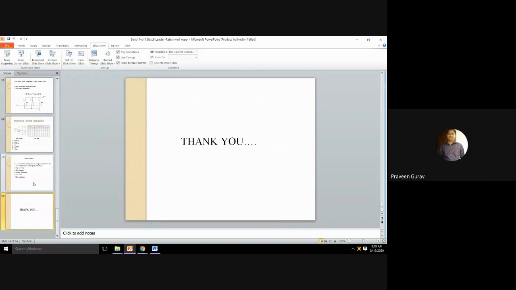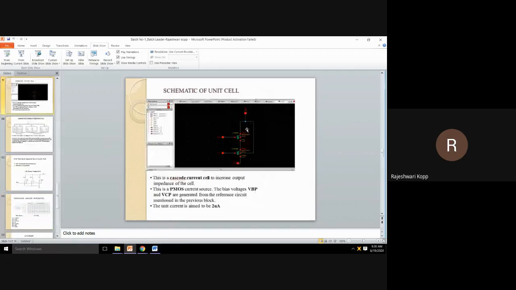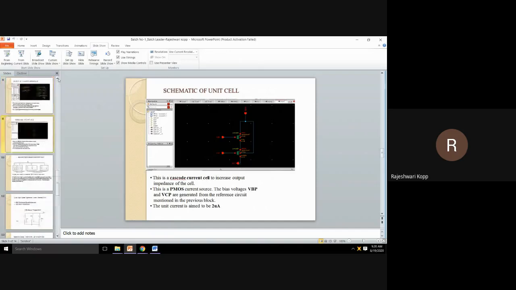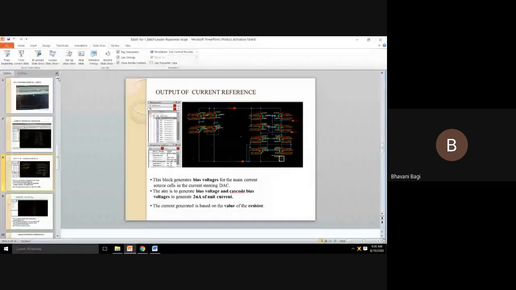Okay, now you show the output of your project. Sir, as it can only be done through the Cadence tool, it is not there. Okay. Whatever the last work you have done on the Cadence, do you have any proof of that? Yes, sir. In the PPT we have added, sir, here. So go to that. Schematic of unit cell, and also we have done this current reference generator in the Cadence tool in our college, sir. We did up to non-overlapping, sir.